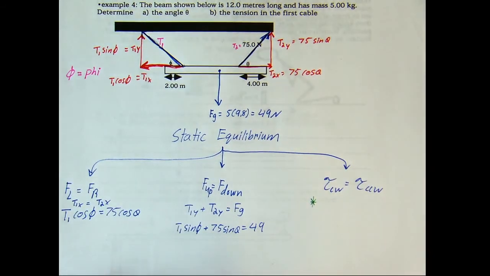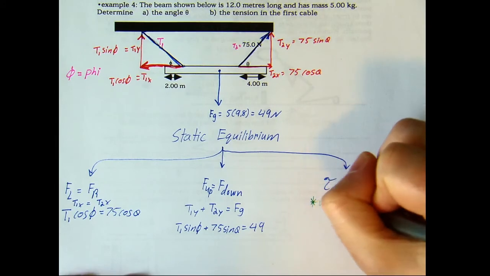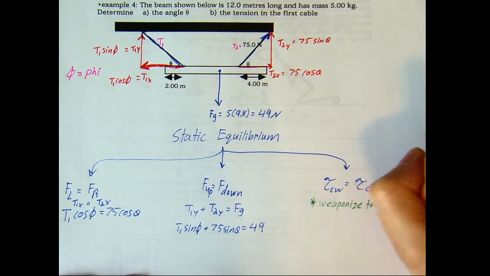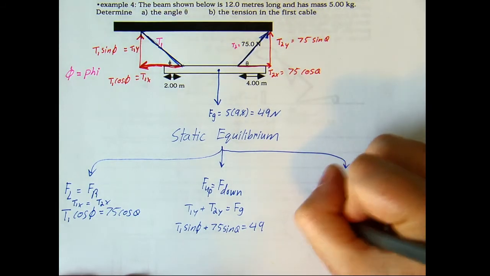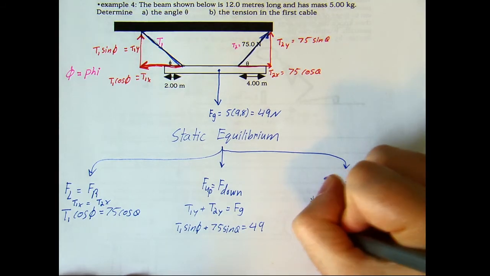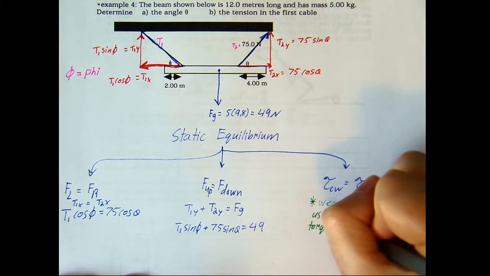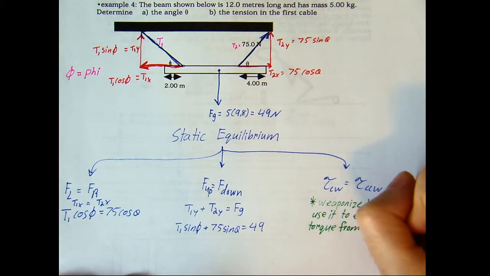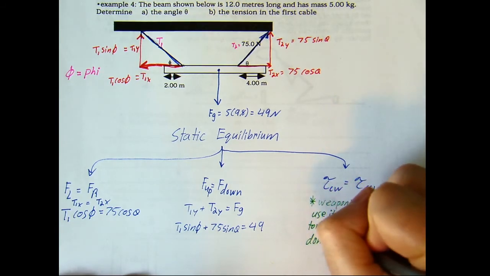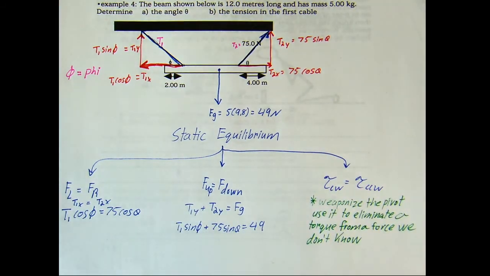I've mentioned it once before, and I'll mention it here again: the idea of weaponizing the pivot. What I mean by that is we're going to use it to eliminate a torque from a force we don't know. There's only one force here that we don't know. We don't know what tension 1 is, and so that is where we're going to place the pivot.